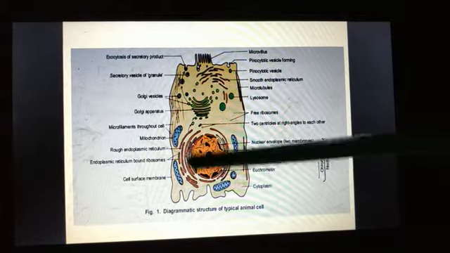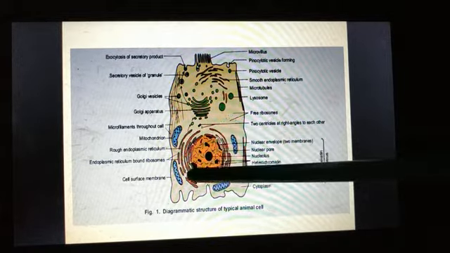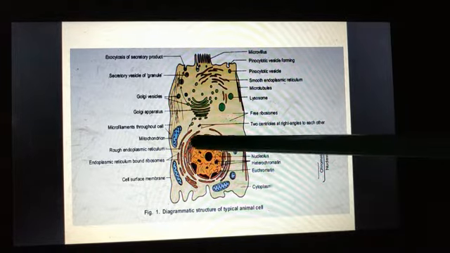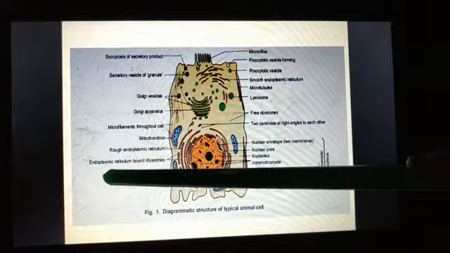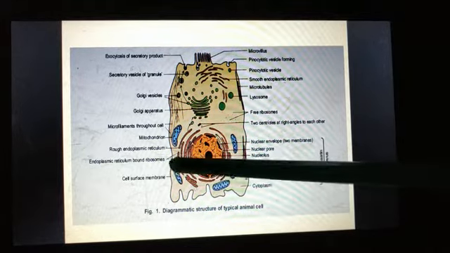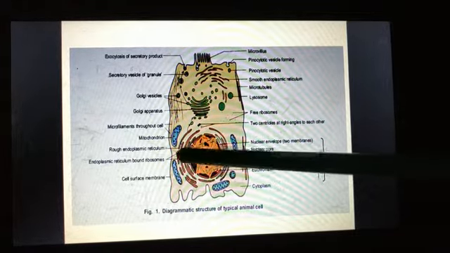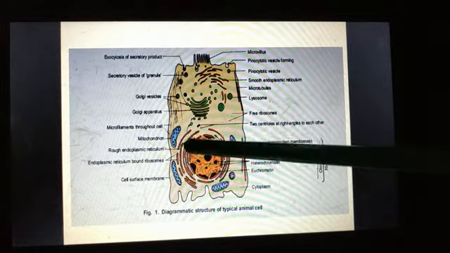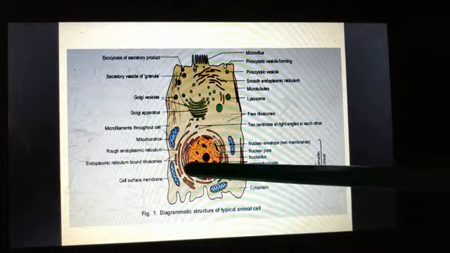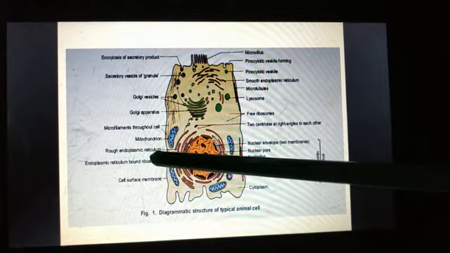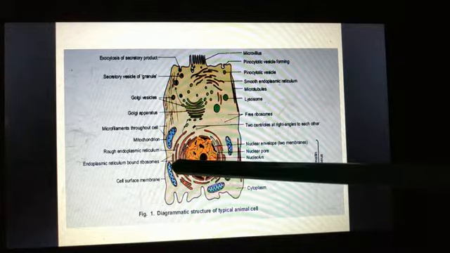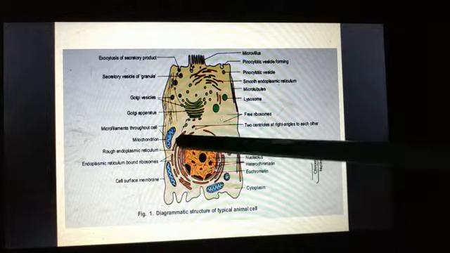Now outside this nucleus there is a membrane or a cell organelle called endoplasmic reticulum. On this endoplasmic reticulum we have ribosomes attached on its surface. So we call it rough endoplasmic reticulum because their surface is rough because of ribosomes that are present on their surface.